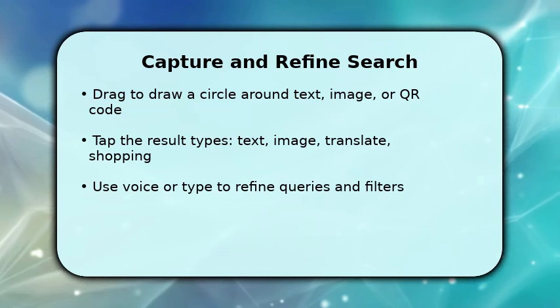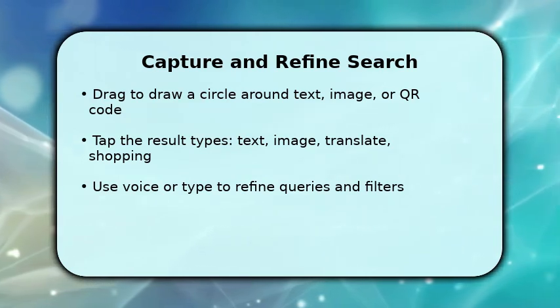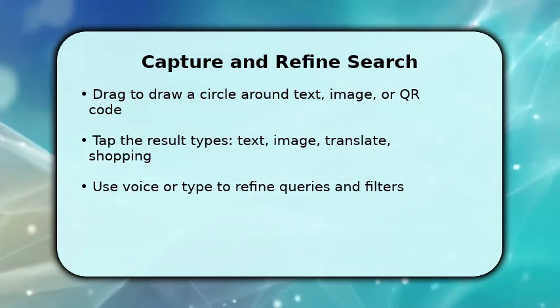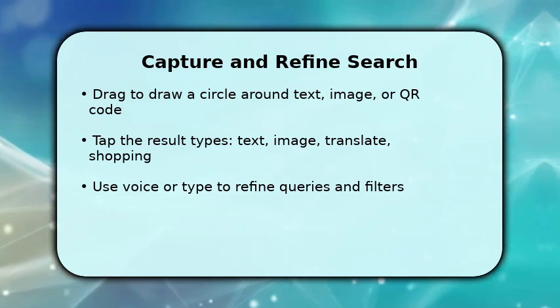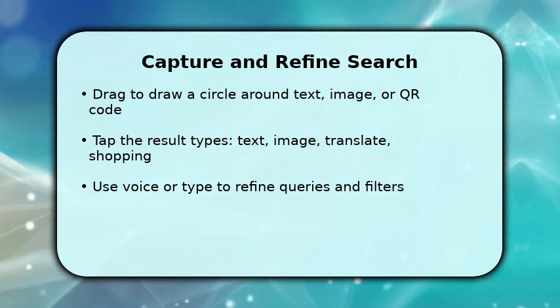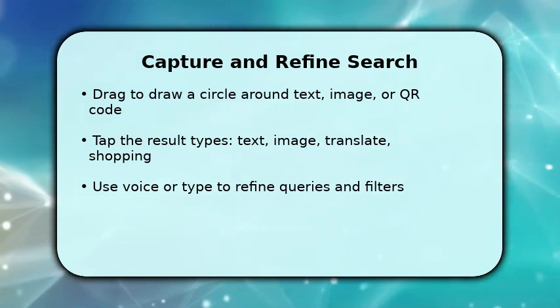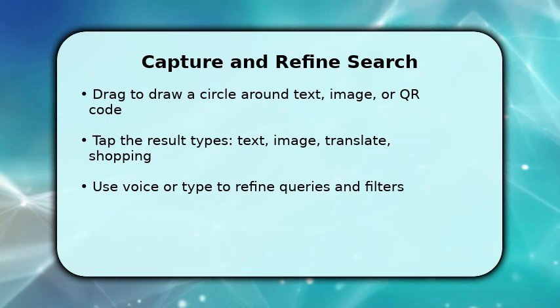You now use the Circle to capture content. Drag to outline the exact area, text, an image, or a QR code and release. The Results panel appears with tabs like Text, Image, Translate, and Shopping. Tap the one that fits your intent.